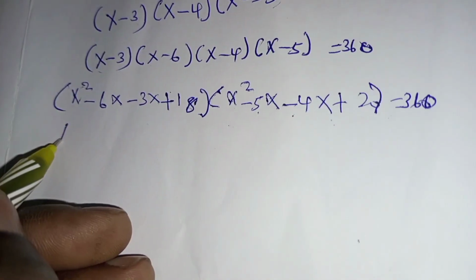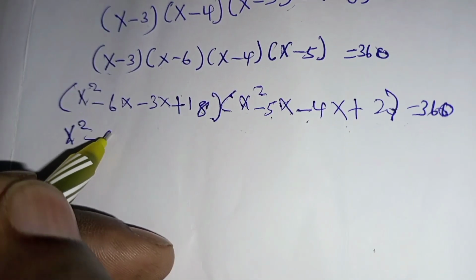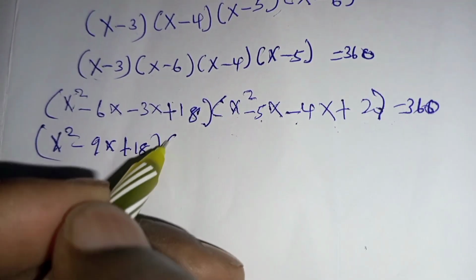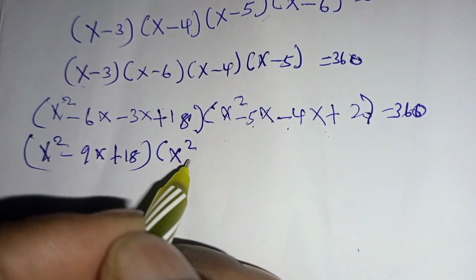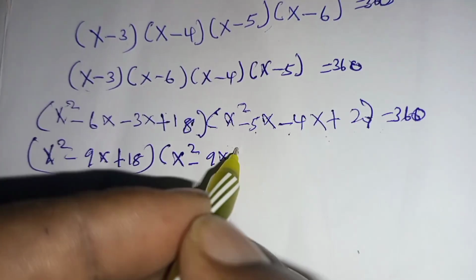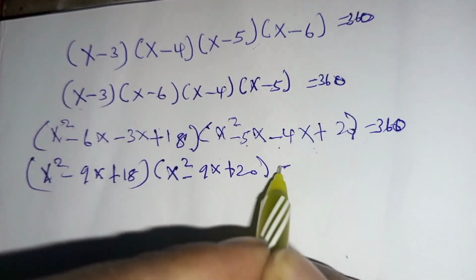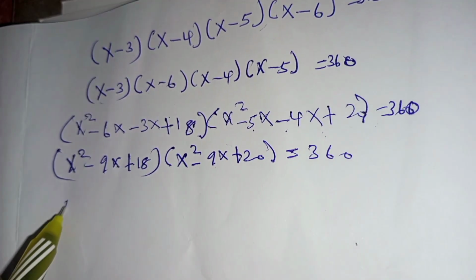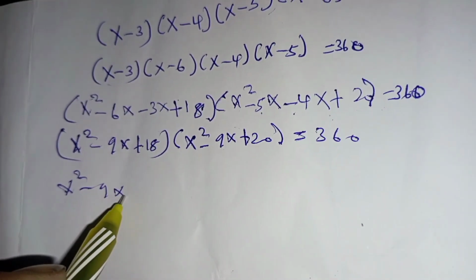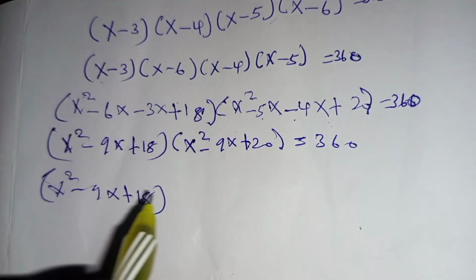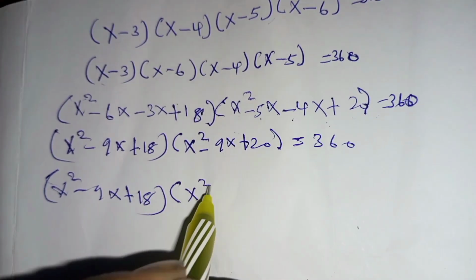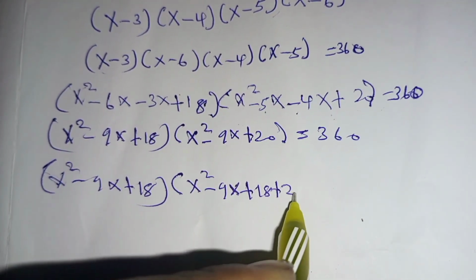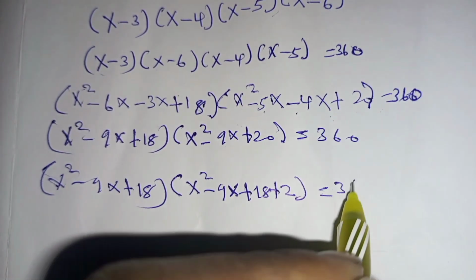In the first bracket, we have x squared minus 9x plus 18. In the second bracket, we shall have x squared minus 9x plus 20. All this is equal to 360. Now, x squared minus 9x plus 18, multiplied by x squared minus 9x plus 18 plus 2. This one is equal to 360.